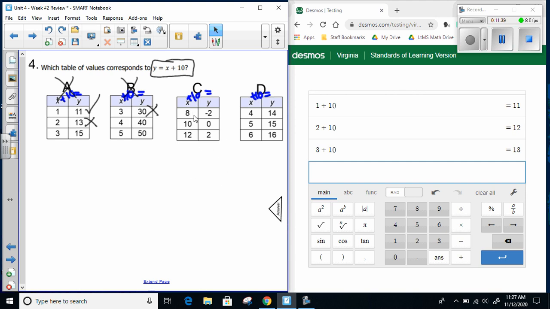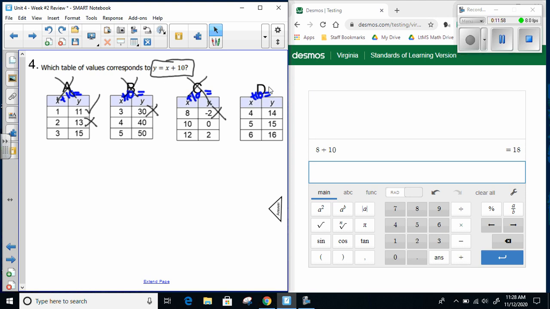The next table, table C, has an x value of 8 and the y value equals negative 2. Well, right away, I know that 8 plus 10 is not going to give me a negative number. 8 plus 10 is going to give me 18. So this row does not work. So table C is a bad choice.